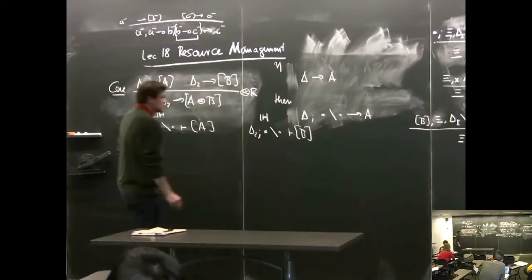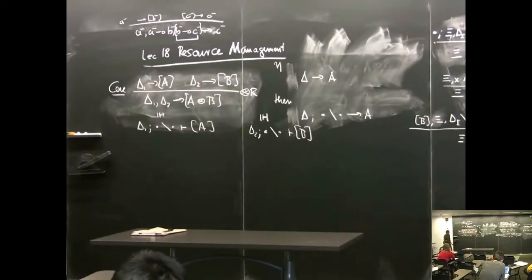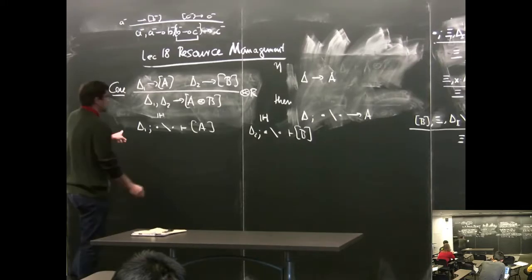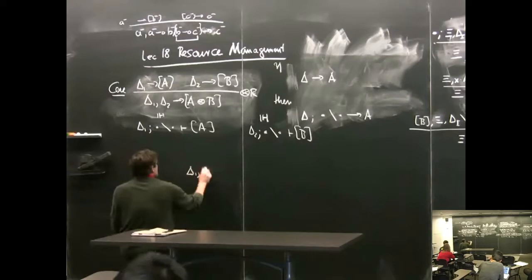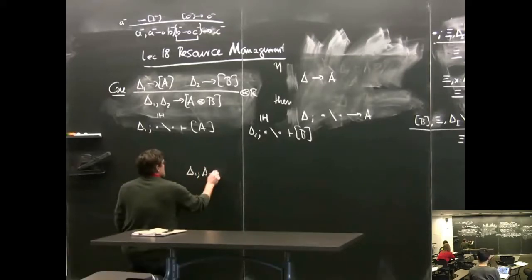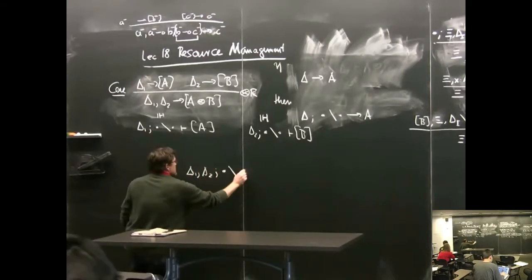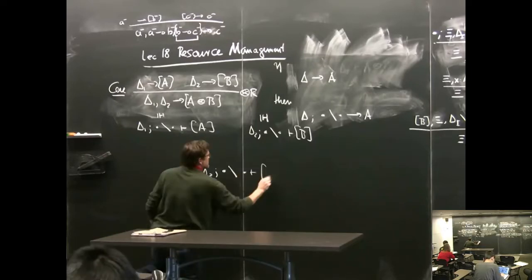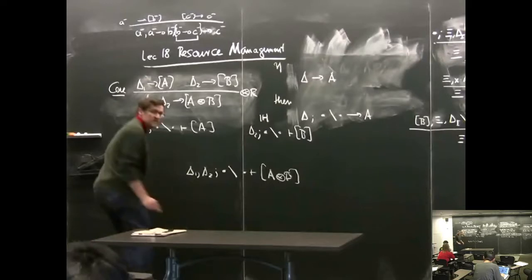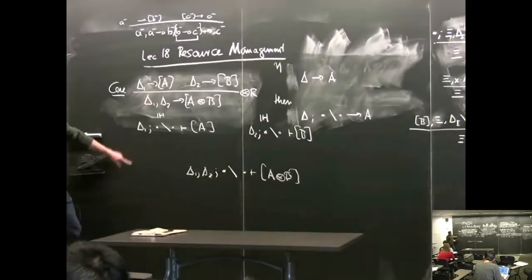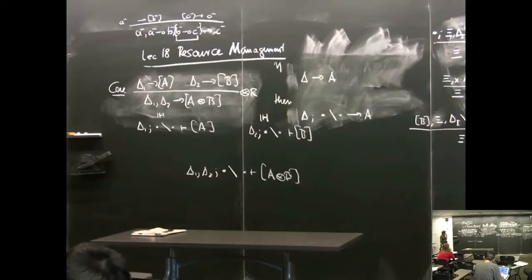What do we need to show at the bottom? We need to show that if we have delta 1 together with delta 2, nothing here, we get nothing here, we can prove A tensor B, right? That's what we need to show. Okay, how do we get from here to here? Well, we look at the rule we have for tensor right, and try to see if we can match that. So any chance of doing that?